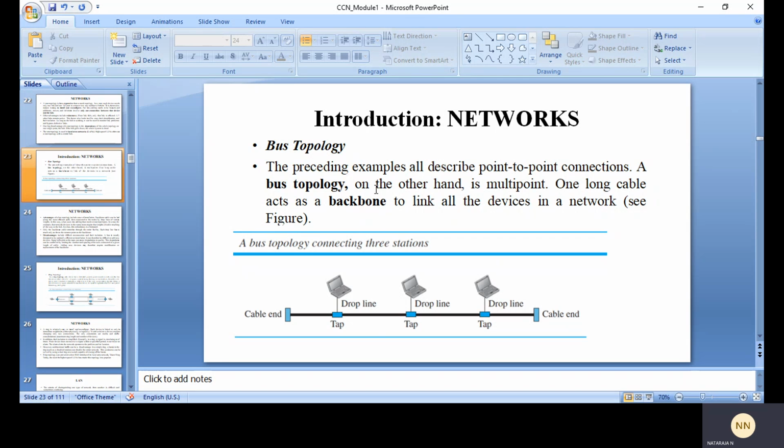Okay, we can observe the figure here. One cable we are going to use, that is an end cable. Here we are going to end this cable. In the middle, by making use of a tap, we are going to connect a system. This is system 1, 2, 3 like that. N number of systems we can connect by making use of an end cable. This looks like a bus, so we can call it a bus topology.